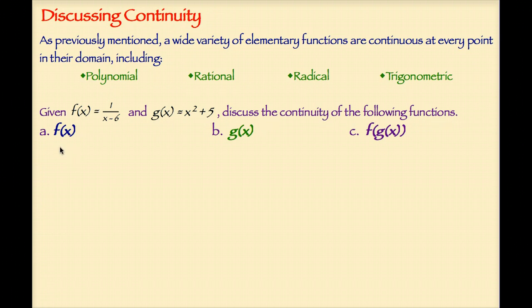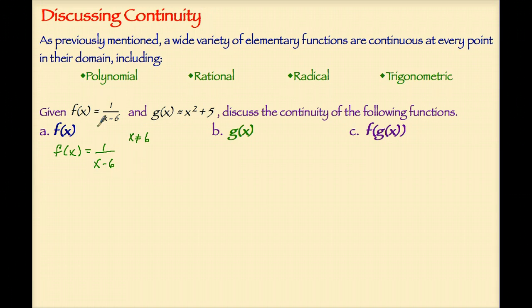We'll start with the fact that f(x) is equal to 1 over x minus 6. Let's discuss the continuity of this function. It's a rational function, and we know that it's continuous everywhere in its domain. However, there is a number that's excluded from its domain, and that is 6. We can't let x be 6 because if we did, the denominator of this function would be 0.